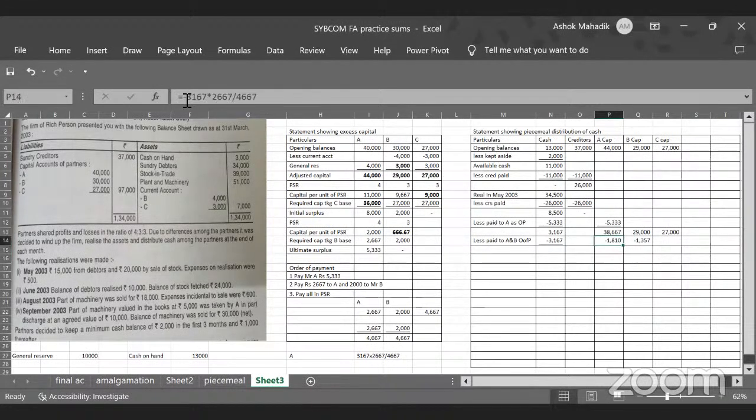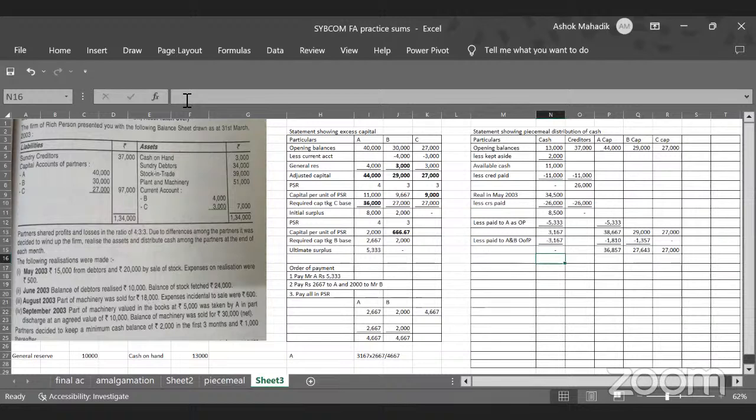Okay. So balance left. Cash will become 0. A's capital will be 36,857. B and C will be 27,643 and 27,000. Now we are out of cash, so we go for next realization.